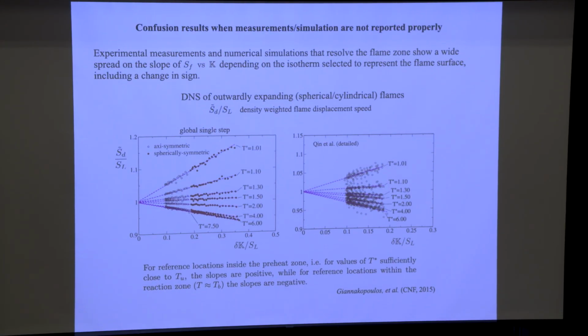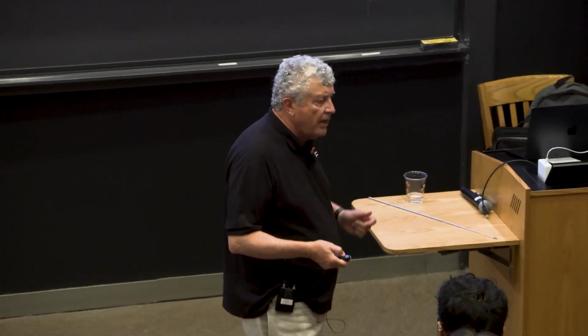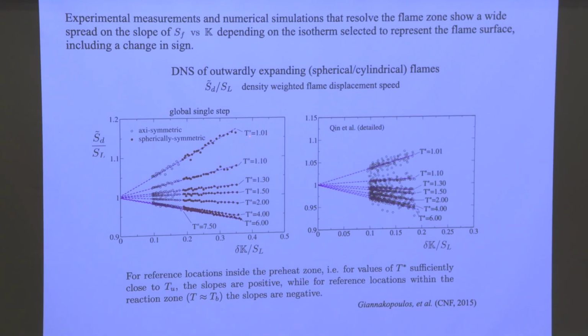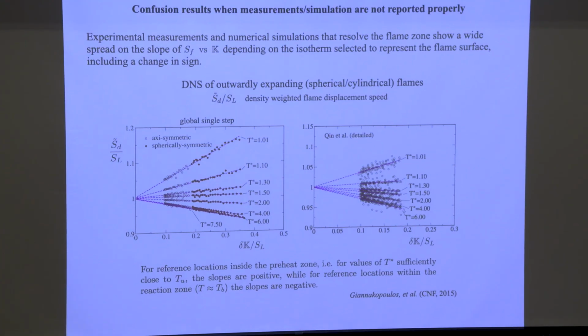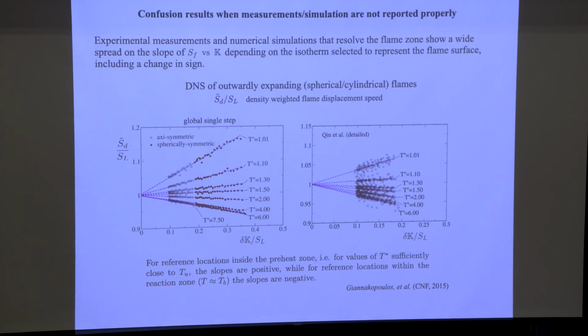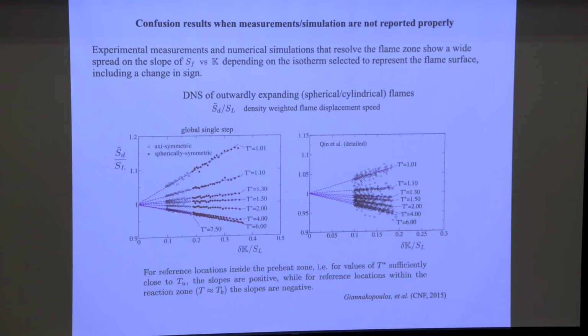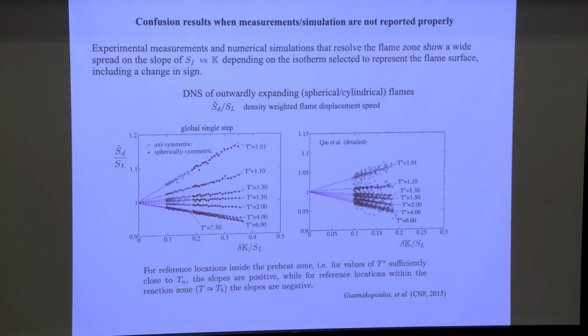Here you see where you can have confusion if you do measurements or computation at different reference locations. I'm going to be brief about this due to timing, but basically, if you choose the reference T star to be a different isotherm, and this is done from DNS of a spherically expanding flame, the same DNS that I mentioned before. If you choose the reference to be very close to the cold temperature, you get a slope like this. Very close to the hot temperature, you get an opposite slope. So which one is correct? Well, that is true even if you do a global or a detailed chemistry. You also get differing slopes.